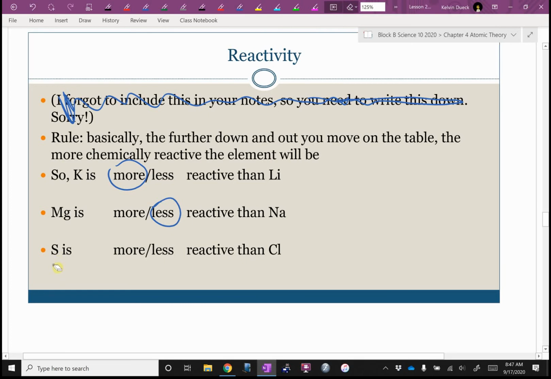Which element is S? Sulfur. Is sulfur more or less reactive than chlorine? Well, because it's inside, it's going to be less. The rule is as you move down and out, they're more reactive. Okay?